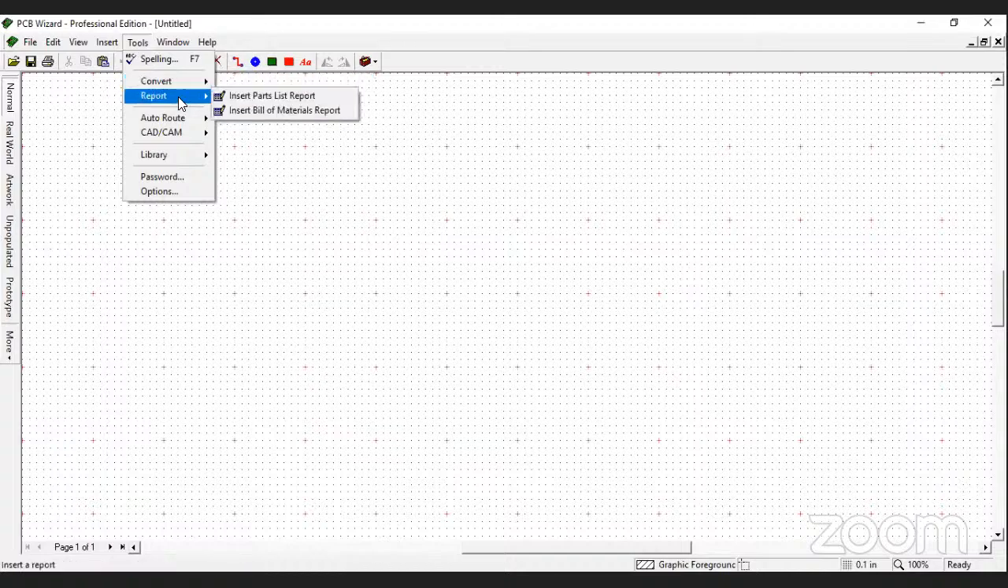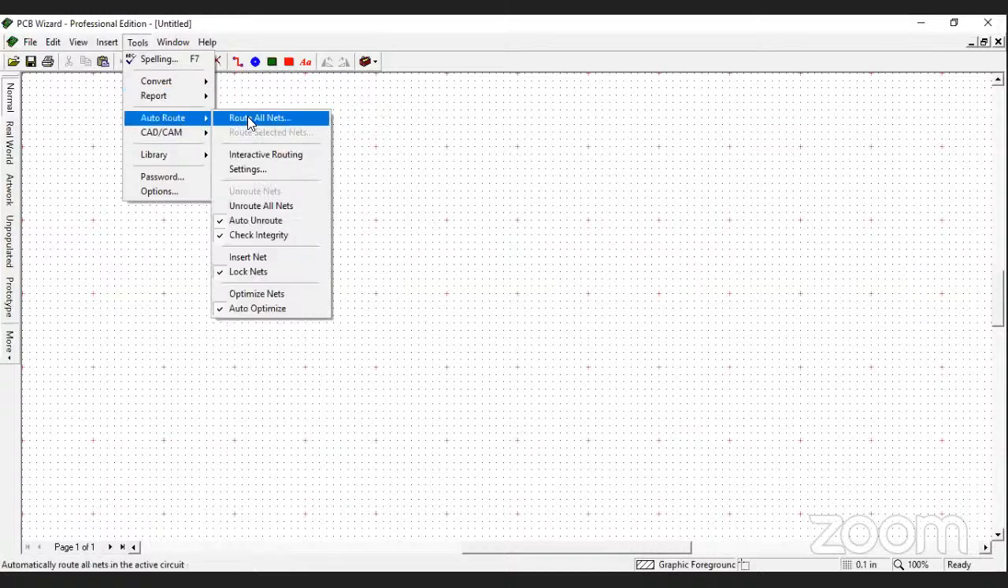And report, insert part list in the report. After designing, you want to create the part list for sending it to component purchasing, right? You can easily create the insert part list from here. And other than that, if you want to put the bill of material reports, the bill of material report can also be made from here. How many components are there, what will be the price of it? Everything can be made out of the bill of materials from here, right?